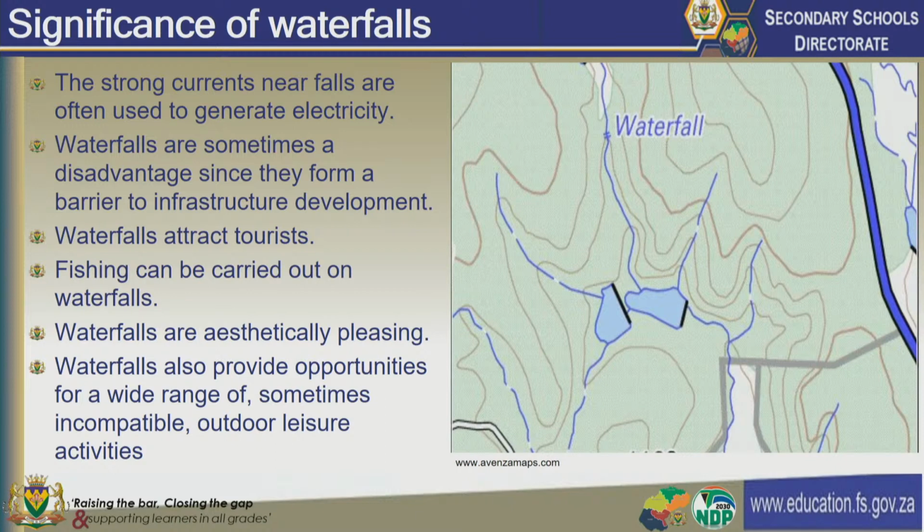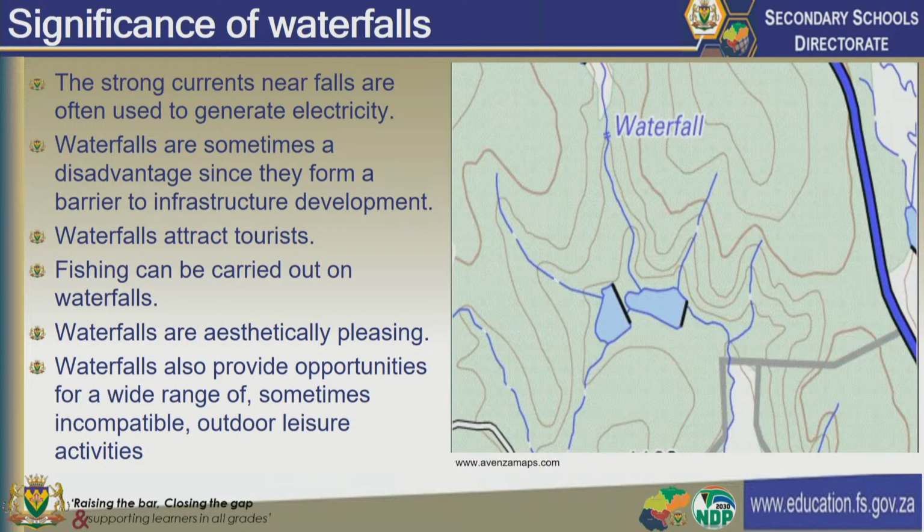Think about it. If you have to construct a road in an area where there's a waterfall, it's going to be difficult. For navigation of boats along a waterfall, again, it becomes difficult. But they also serve as tourist attractions. And fishing can be carried out in areas where there are waterfalls. They are very beautiful. It's a nice feature, hence you see tourists go there to see the area. They provide opportunities for a wide range of sometimes incompatible outdoor leisure activities.